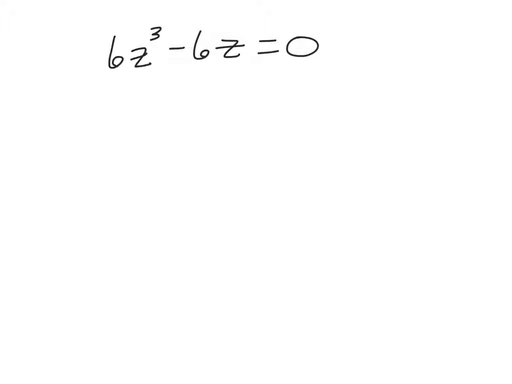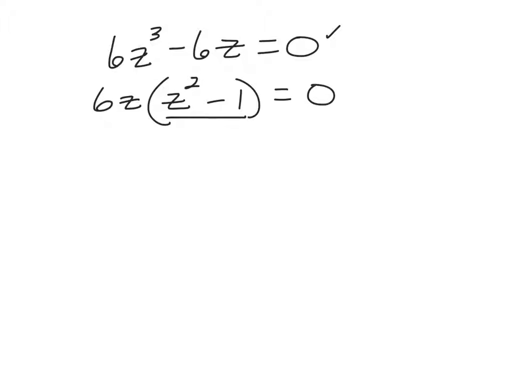So the first thing we need is a 0 on one side, and we got that. The second thing we need to do is factor. And on this problem, there is a common factor in both of those terms. We could factor out a 6z. 6z out of 6z cubed leaves z squared. 6z factored out of 6z leaves 1. Okay, now we need to try to factor this stuff in here.